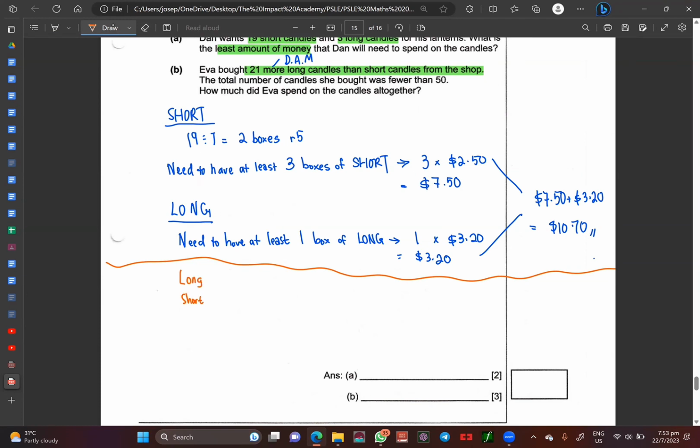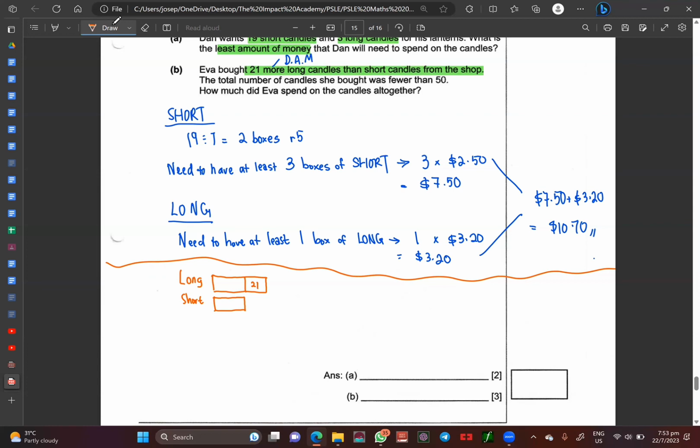Now, for the long candles, I know that it is 21 more than the short one. Where is that 21? That 21 has to be over here.